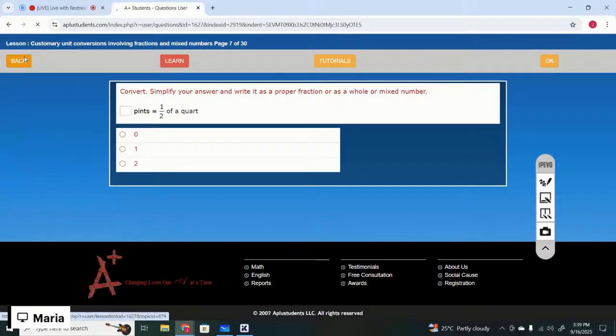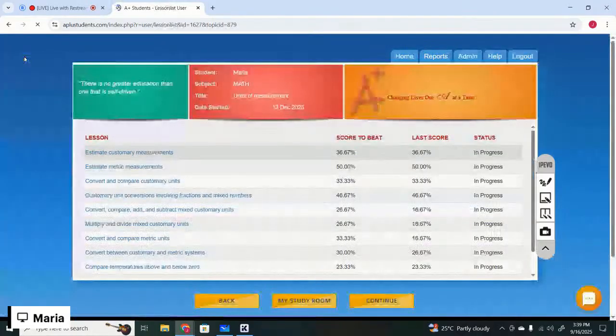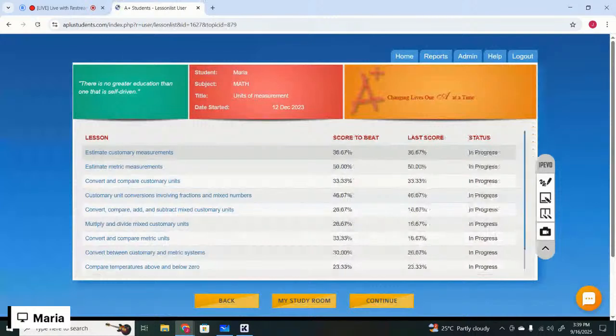So we were working on grade 6 math. The chapter we're working on is units of measurements. The lessons we have covered today are estimate customary measurements, estimate metric measurements, convert and compare customary units, and customary units conversion involving fractions and mixed numbers.